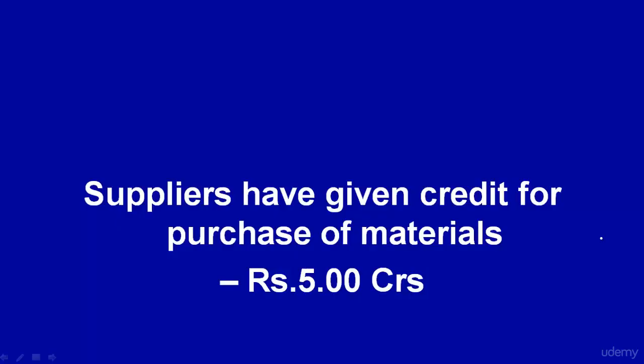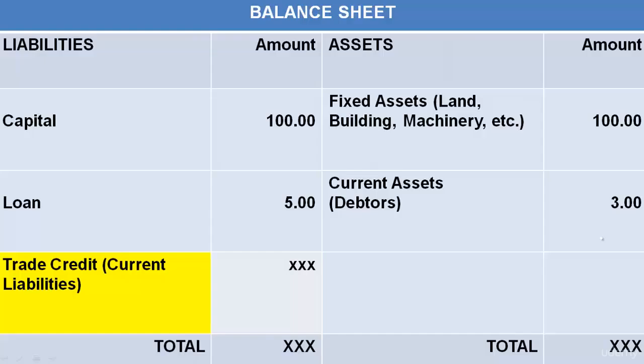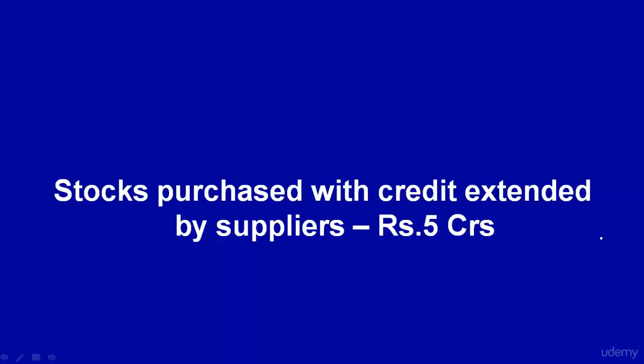Another example, supplier have given credit for purchase of materials 5 crore. So you have purchased goods worth 5 crore. Anyhow, you have to pay back this 5 crore. So you have to pay back, it is a liability. So it will appear on the liability side of the balance sheet as current liabilities, say 5 crore. And one more transaction, stocks purchased with credit extended by the suppliers 5 crore. So just now you have taken credit from suppliers for 5 crores, and with that 5 crore you are purchasing stocks.